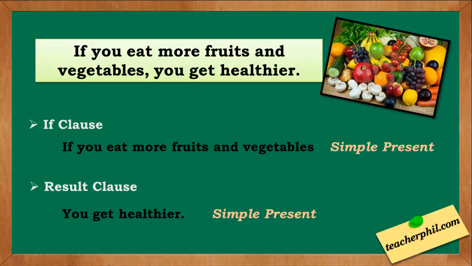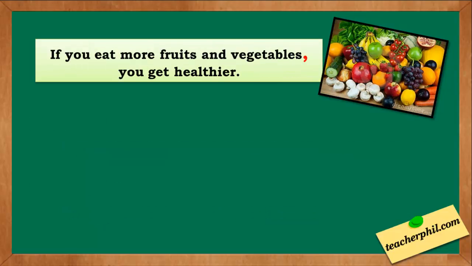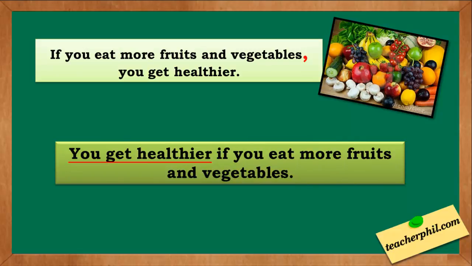This sentence is a fact. The result clause, you get healthier, happens when the if clause, if you eat more fruits and vegetables, is done. Remember, if the if clause is at the start of the sentence, we put a comma after it. If you've noticed, we put a comma after the clause, if you eat more fruits and vegetables. But if the result clause is the one which is at the start of the sentence, then a comma is not needed. Example, you get healthier if you eat more fruits and vegetables.